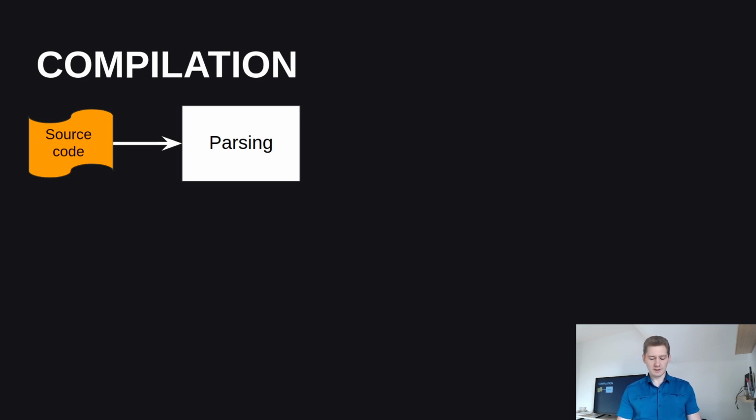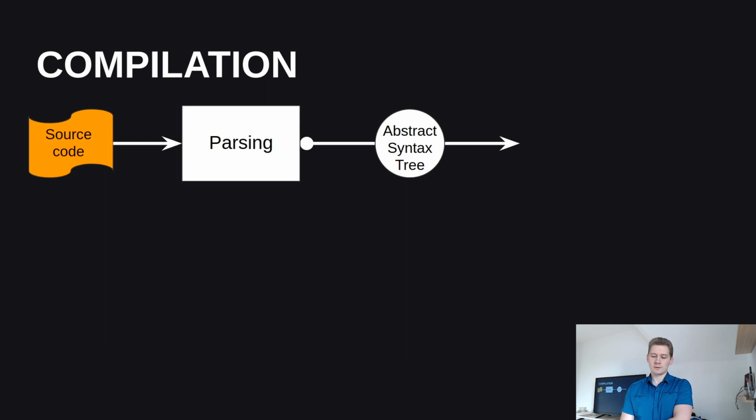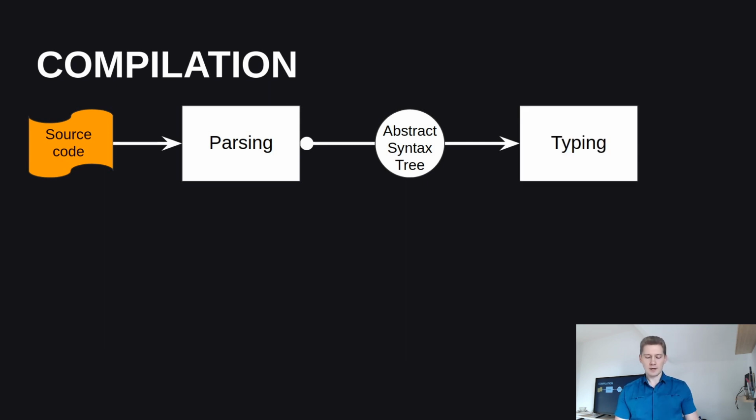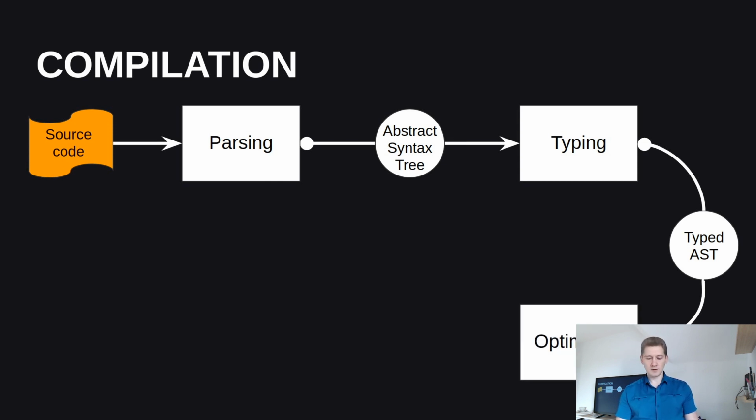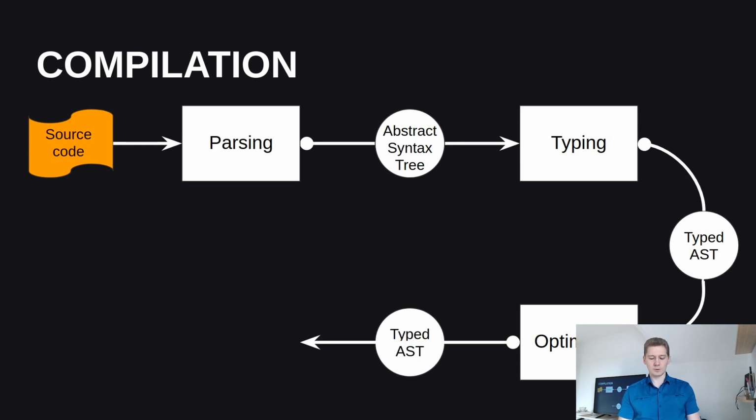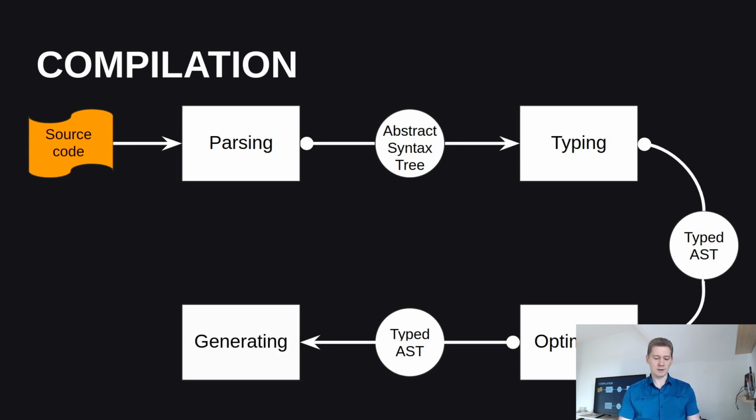First, parsing happens. It builds an abstract syntax tree of your code. This syntax tree has no information about types. Then this AST goes to the typer, passes the typing process, and then the typed abstract syntax tree is produced, which goes to the optimizer, and then that optimizer produces another typed syntax tree, which goes directly to generators, which emit a target code or binary which you wanted to execute.